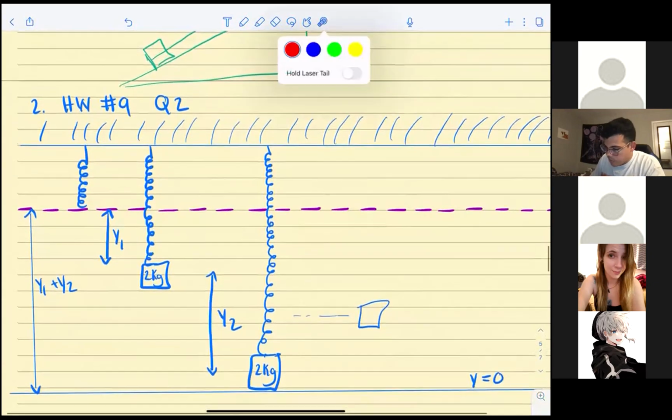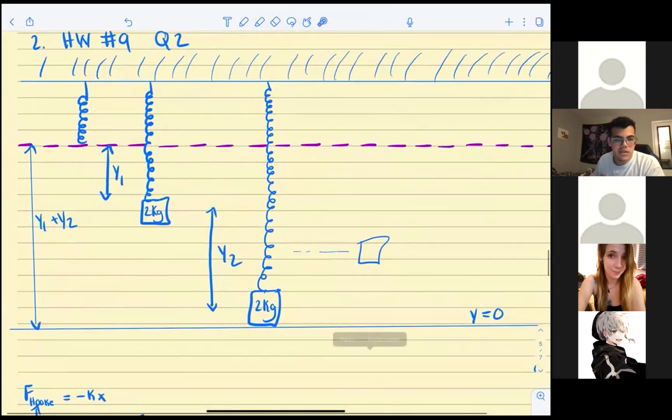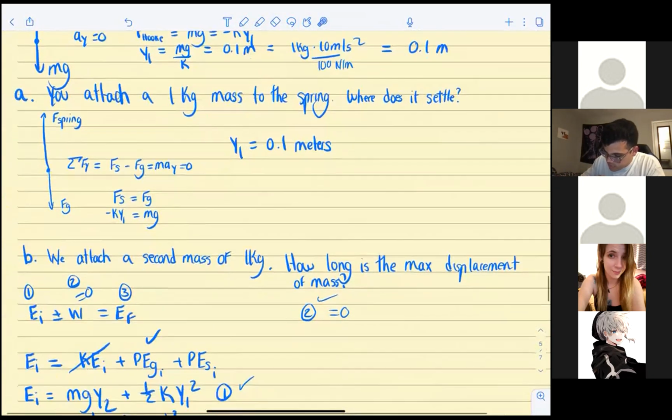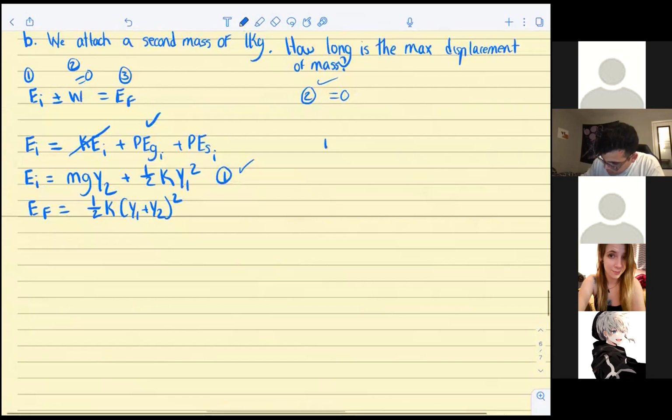And that's why I went out of my way to make this picture so clear, to the best of my limited abilities here. So now the rest of the game is just 1 equals 3, right? 1 equals 3 because there's no 2. So mg y2 plus 1/2 k y1 squared equals 1/2 k (y1 plus y2) squared.